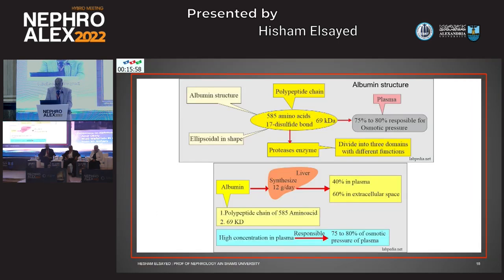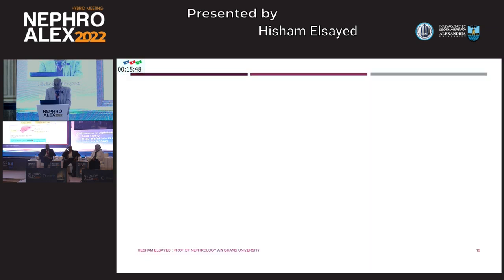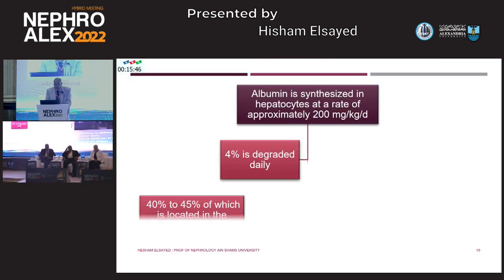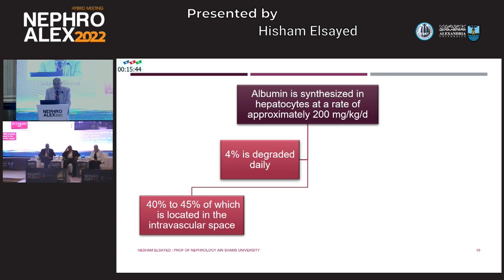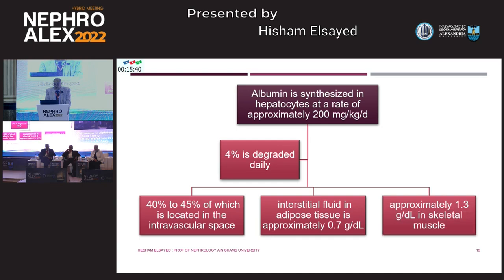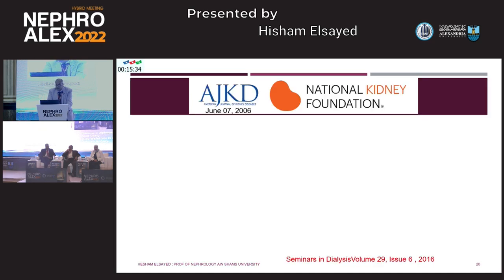So, considering serum albumin: albumin is produced by the liver. It is a sequence of more than 585 amino acids, with production of about 12 grams per day. Albumin, 4% is degraded daily, 40 to 50% is located in the intravascular space, while the rest is distributed between the interstitium as well as the skeletal muscles.